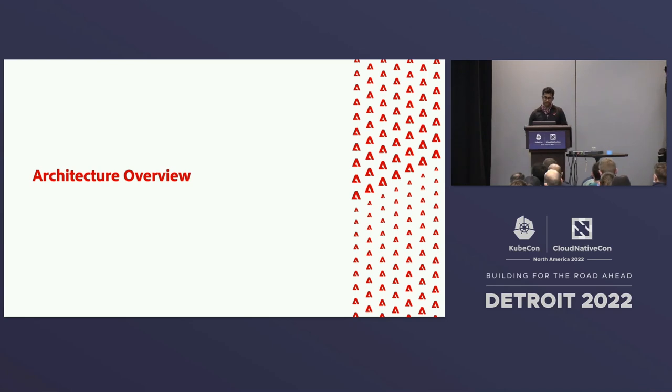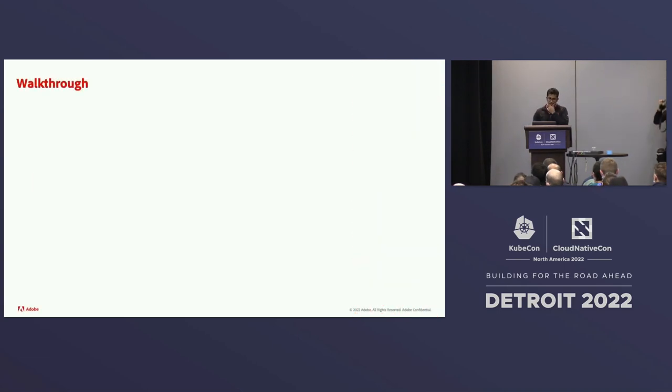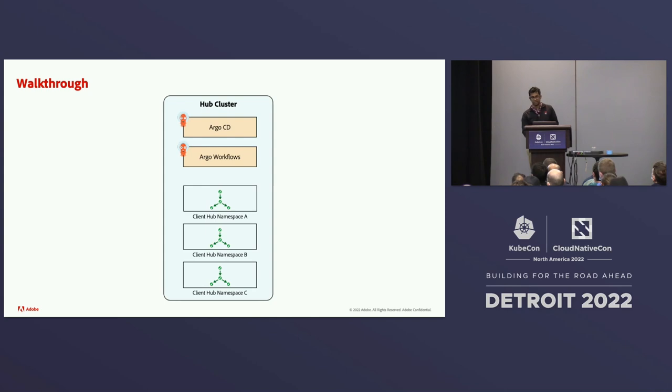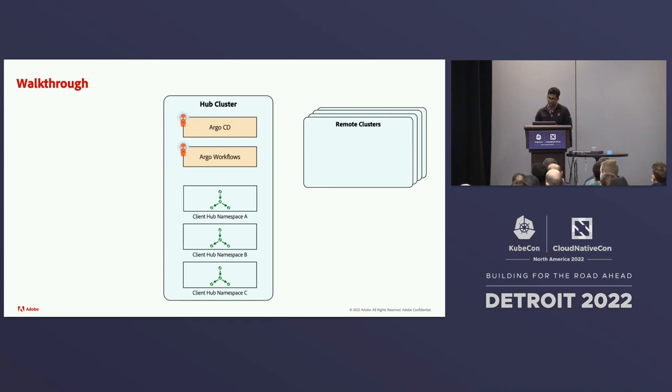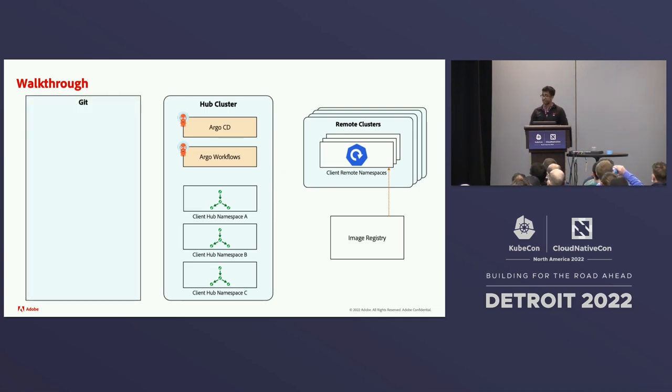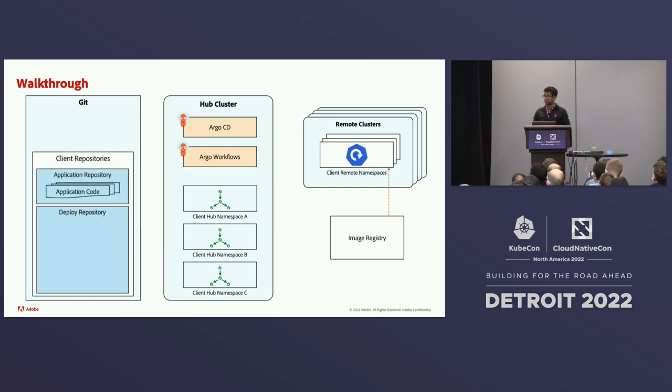Now let's get a better understanding of the CI/CD offering that IDP at Adobe provides and what it looks like with Argo Workflows and Argo CD working together. So we start with the hub cluster where we have Argo Workflows and Argo CD installed. We also have client namespaces where client workflows are run. Additionally, there are remote clusters with remote client namespaces that are running client applications alongside any K8s resources that they need to support it. These remote clusters are usually pulling an image from some registry to run as part of the deployment. Now, the defined state for all of this is actually stored in Git, and using GitOps, this includes, of course, client repositories, which includes the application code, as well as a deploy repository.